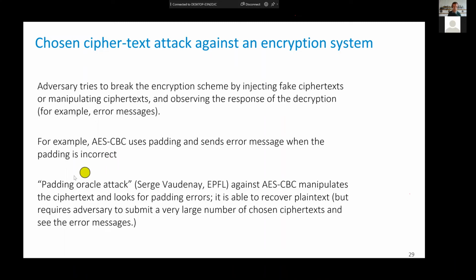For example, there is the padding oracle attack that was developed by Serge Vaudenay, a colleague at EPFL, against AES CBC. It showed that by sending chosen ciphertexts and looking for padding errors, because in the plaintext there are typically things that are known. For example, if you encode an IP packet, you know that there will be an IP packet header. So some fields in IP packet headers are easy to guess. They're always the same, or they have very small variability. So you can try to forge ciphertexts that correspond to known plaintext with some voluntary errors.